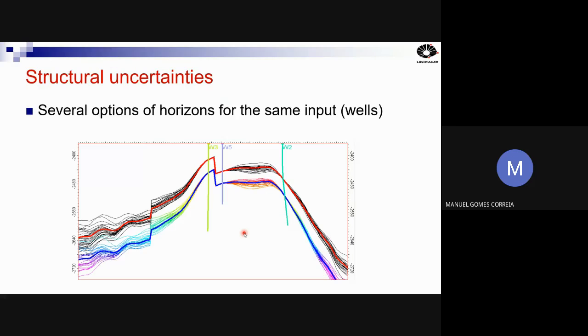Then we have also structural uncertainties. As you see in this example, we have 3 wells. At the wells, we know where the horizon passes through. But the farther the distance from the wells, the less we know. We have a lot of possible horizons that can occur. You can see that the uncertainty increases with the distance from the wells.